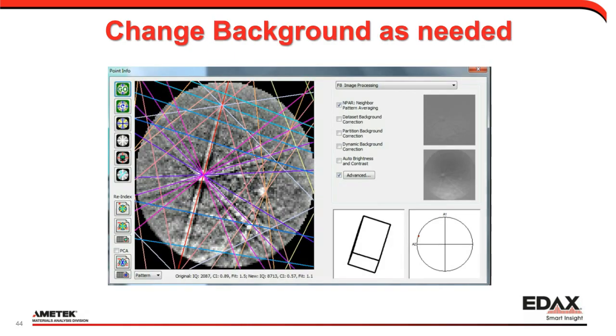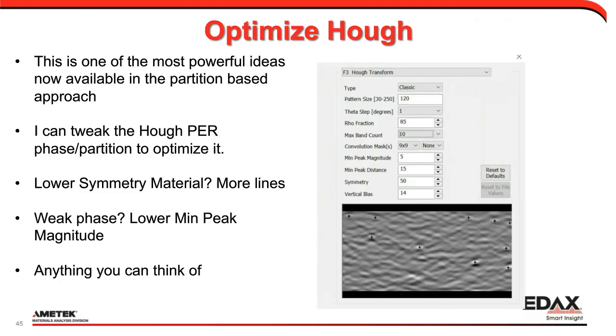Now, the cool thing about this, though, is, again, I can make a specific background just for that phase. So now I've taken all this data, I've looked at just the one phase that I found, and now I can make a specific phase-based background for this. In this case here, I've turned on NPAR. I have then done a little bit of advanced options and picked a background for it. But besides its background, again, I can actually change the Hough. So this is, I think, one of the most powerful pieces of this partition-based approach: I can change and optimize the Hough for each phase by itself.